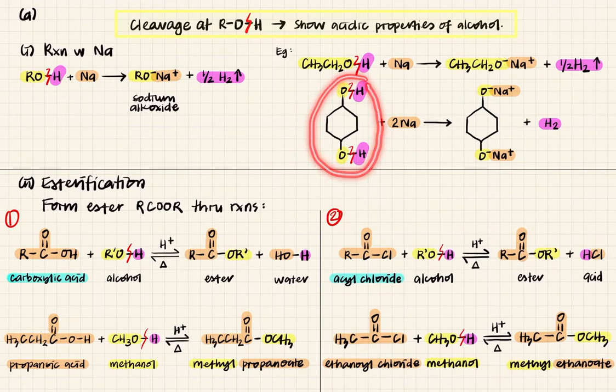Here it's the same. You have two OH there, so you cleave the OH bond, and then replace the H with sodium. So you get the sodium alkoxide and hydrogen gas. So for a reaction like this, if it says it will form sodium alkoxide with byproduct hydrogen gas, you know this is the reaction of alcohol with sodium metal.